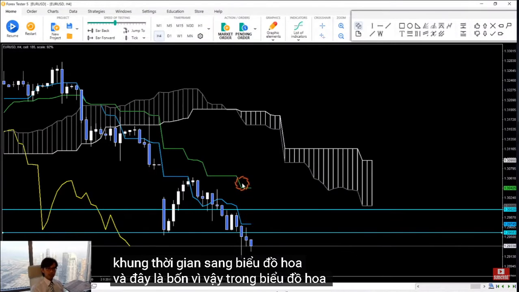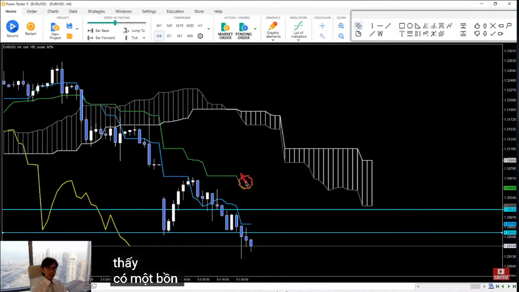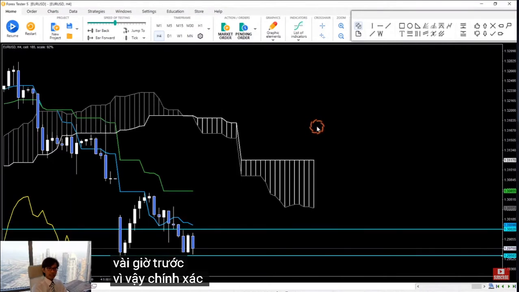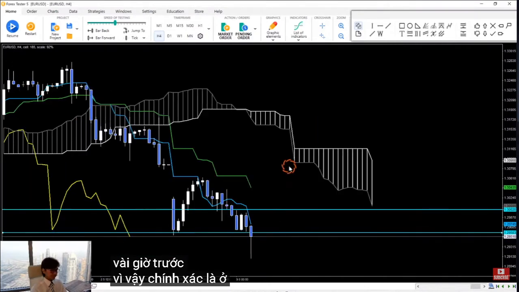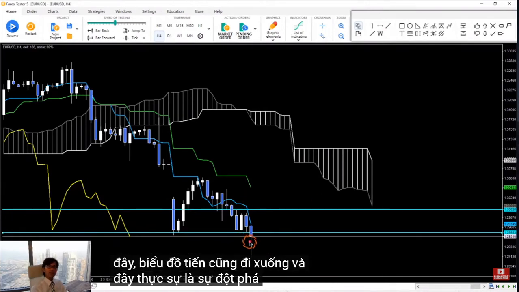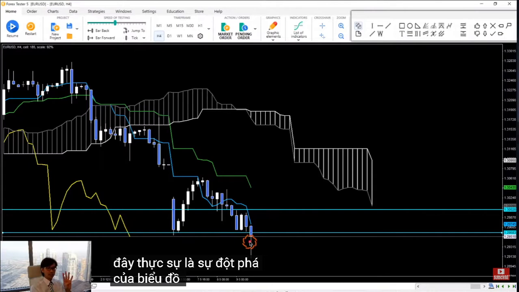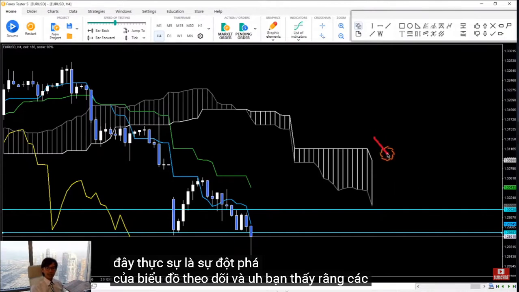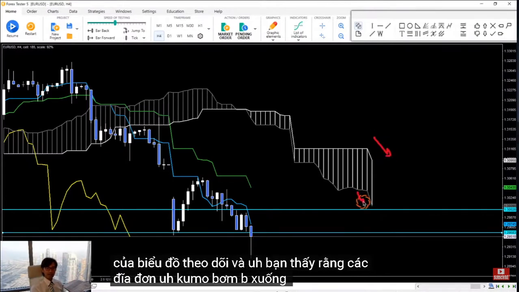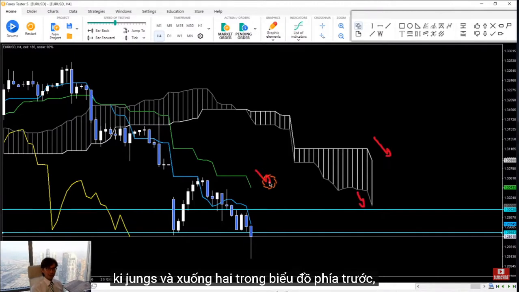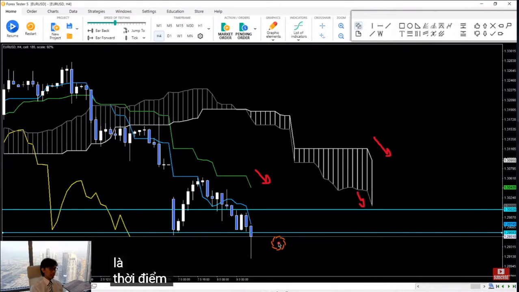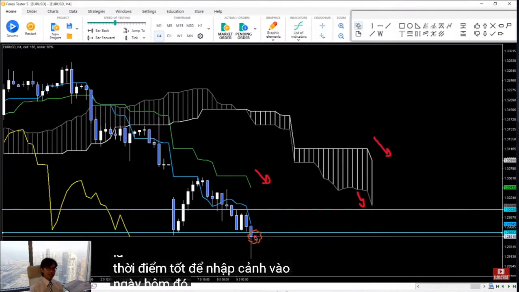So in forward chart, you saw there was a Kijun Sen down, Kumo down, a couple of hours before. So it was exactly here. That forward chart went down also, and this was actually the breakout by the forward chart. And you see the Kumo Senko span B down, A down, and Kijun Sen down too in the forward chart. So if you look at the forward chart, this is the good timing also for entry on that day.